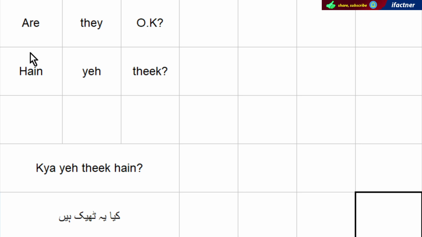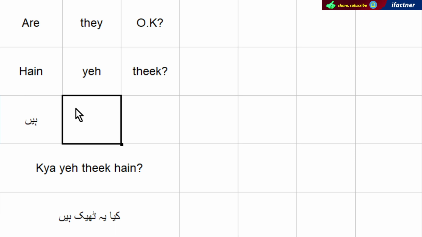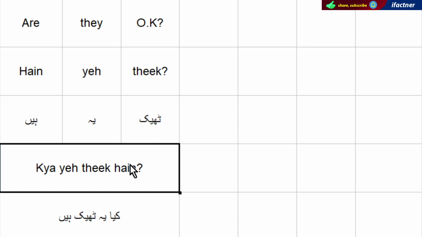Now once it has been done, the hairstylist says, are they okay? क्या ये ठीक है? Are is हैं, and we write हैं in Urdu as हे, ये, नूना. ये, हे, ये, and we write ठीक as टे, दो चश्मी है, ये काफ, ठीक. Are they okay? क्या ये ठीक हैं?